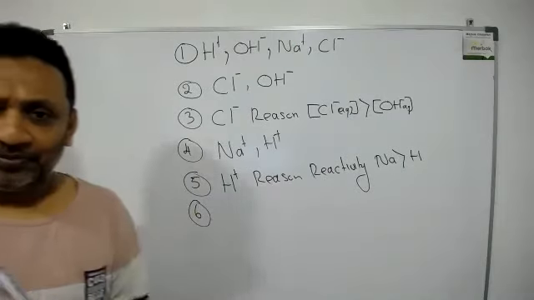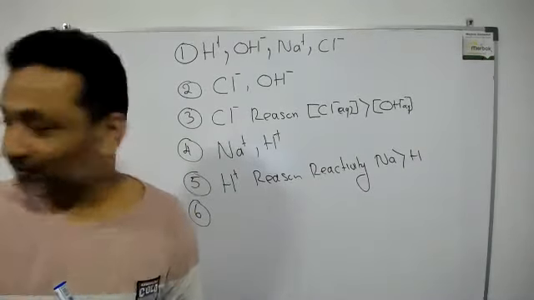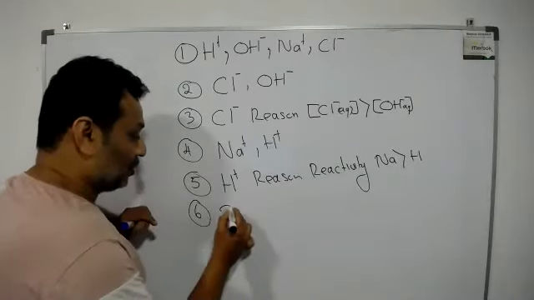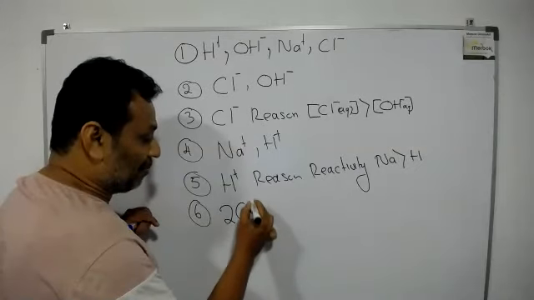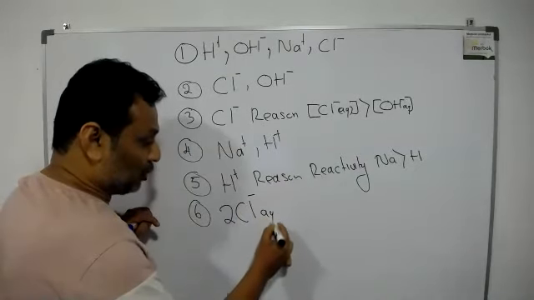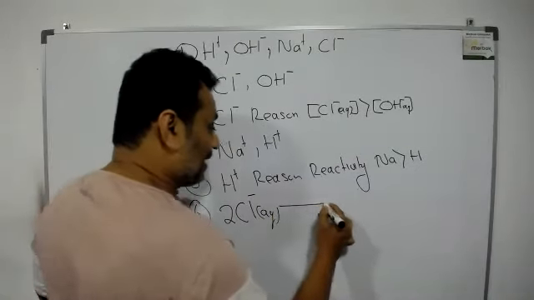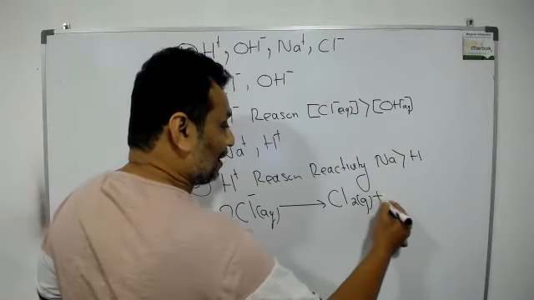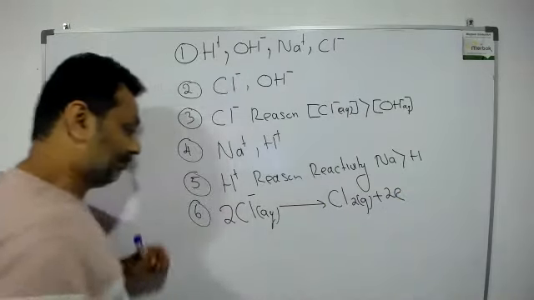Sixth one, mention the change that takes place in the positive pole by a reaction. 2Cl minus aqueous, making Cl2 gas plus 2 electron.